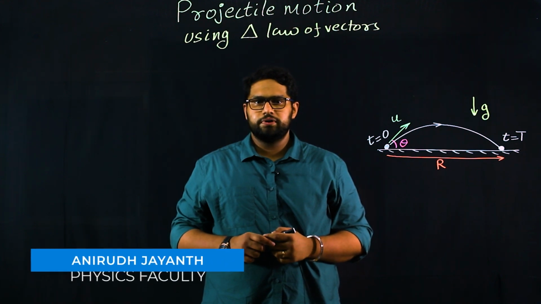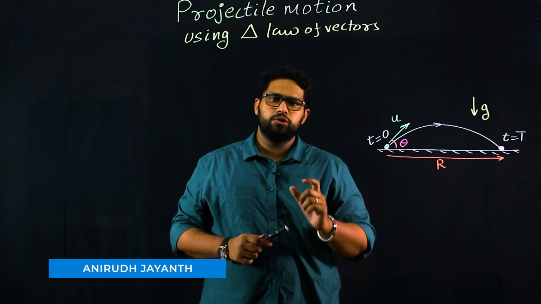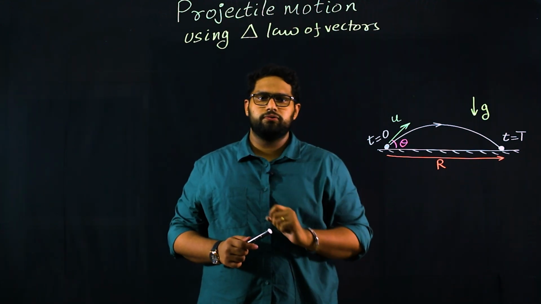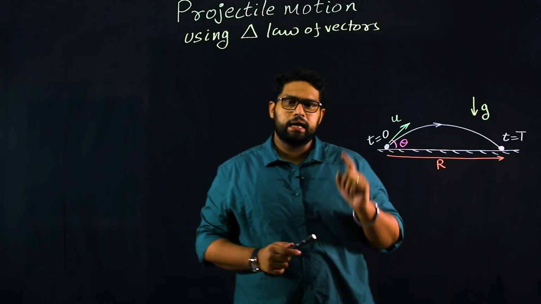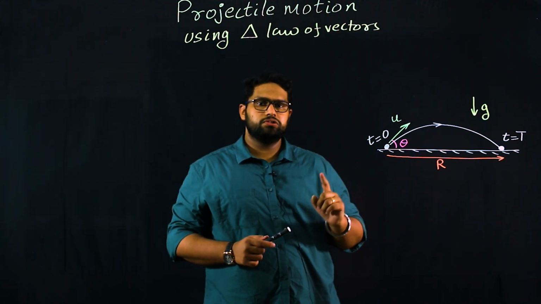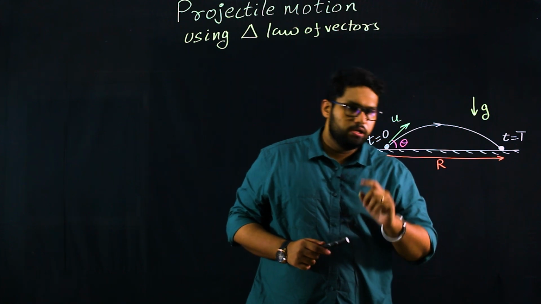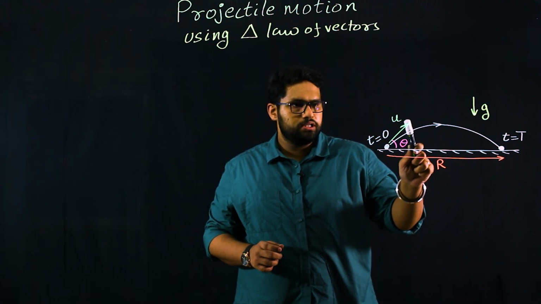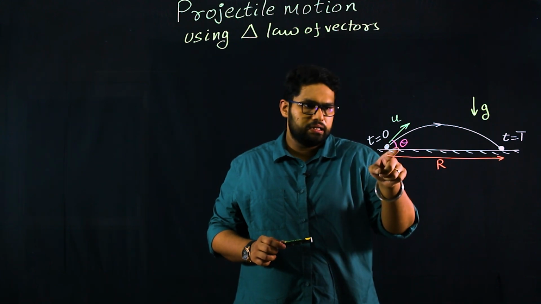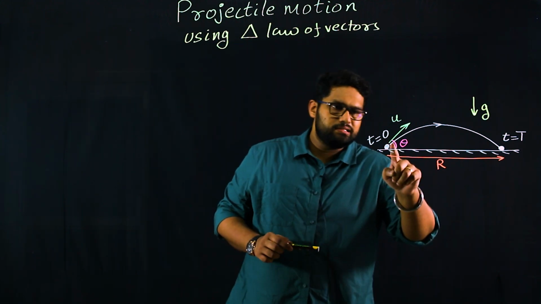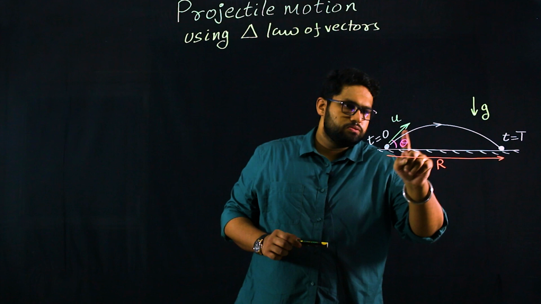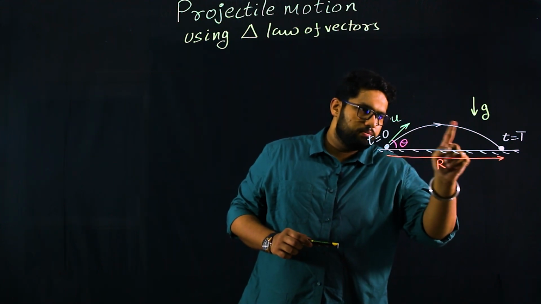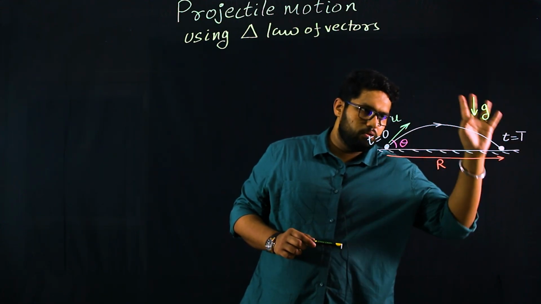Hello students, in this video I'll be teaching how you can use the simple technique of triangle law of vector addition in calculating the time period and range of a horizontal projectile. So here you can see there is a particle which is being projected with a speed u at an angle theta with the horizontal. You can trace the path like this and this particle will follow this curved path and fall onto the ground right here.